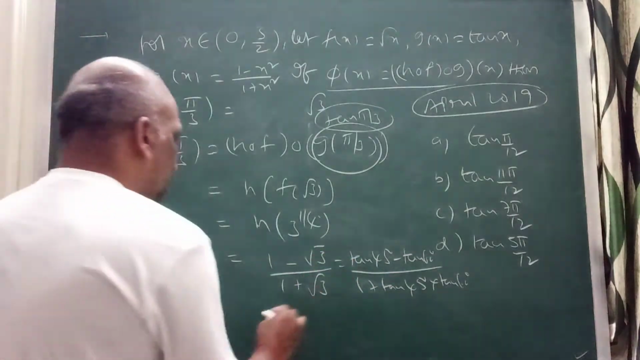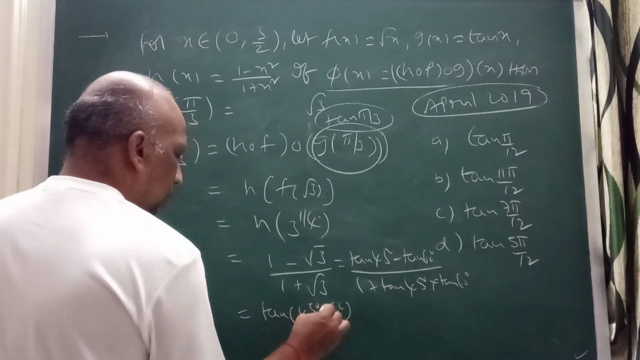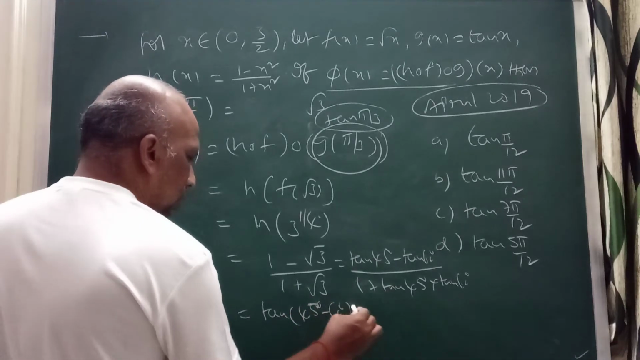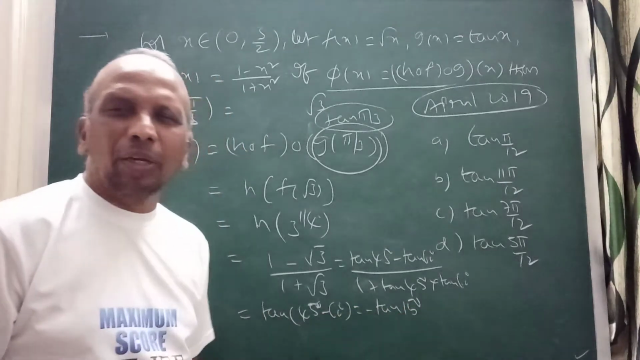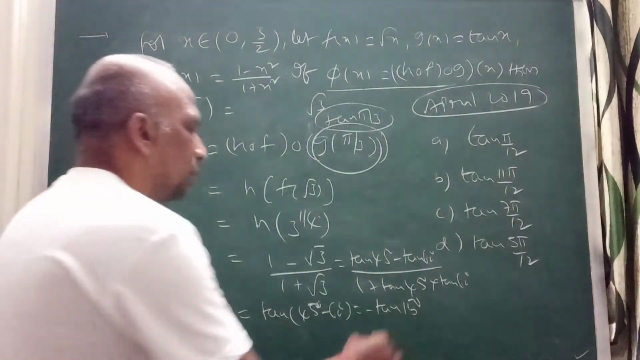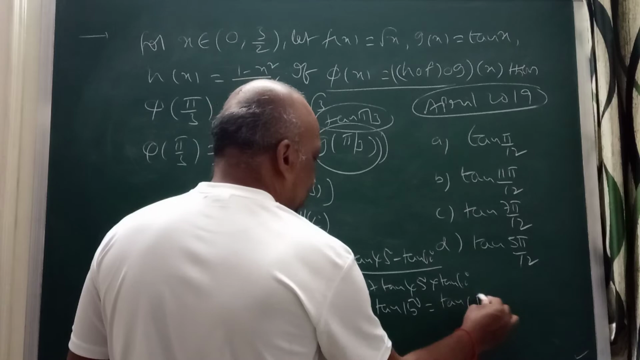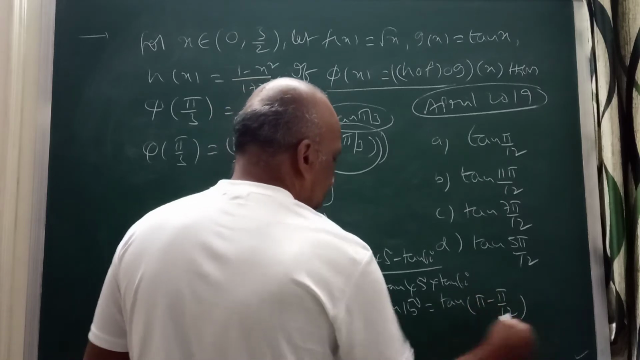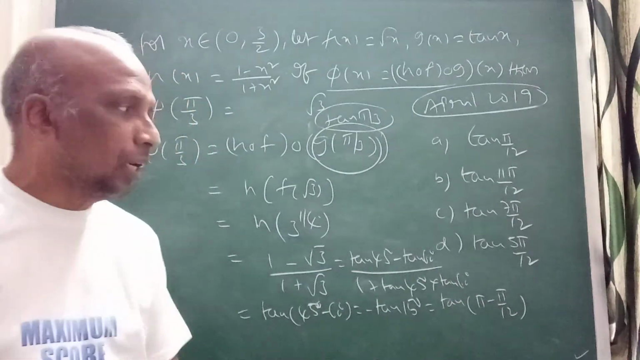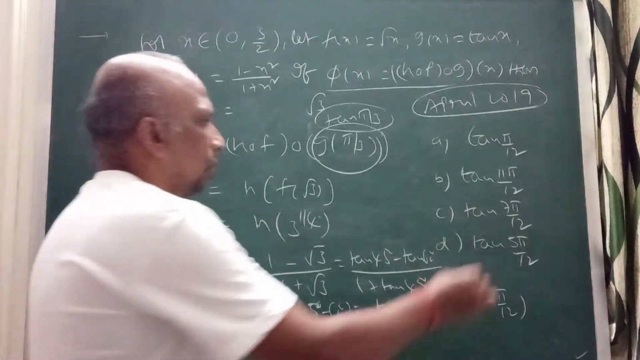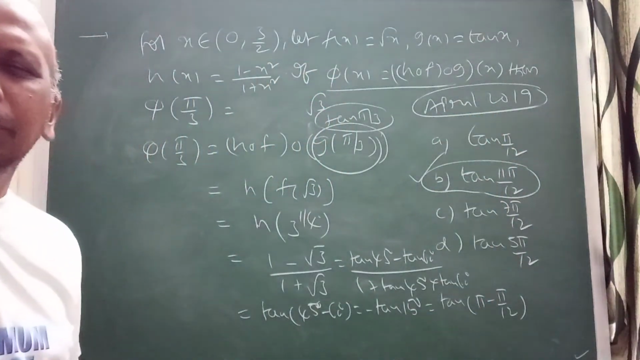Tan (A minus B), which is equal to tan of (45 minus 60). Correct? Tan (45 minus 60) will become minus tan 15 degrees. How? Tan of minus 15 is minus tan 15. Minus tan means I can write tan of (pi minus pi by 12), because pi by 12 is 15. So you will get tan (180 minus theta) is minus tan theta. Your answer is 11 pi by 12. That will be your answer, right?